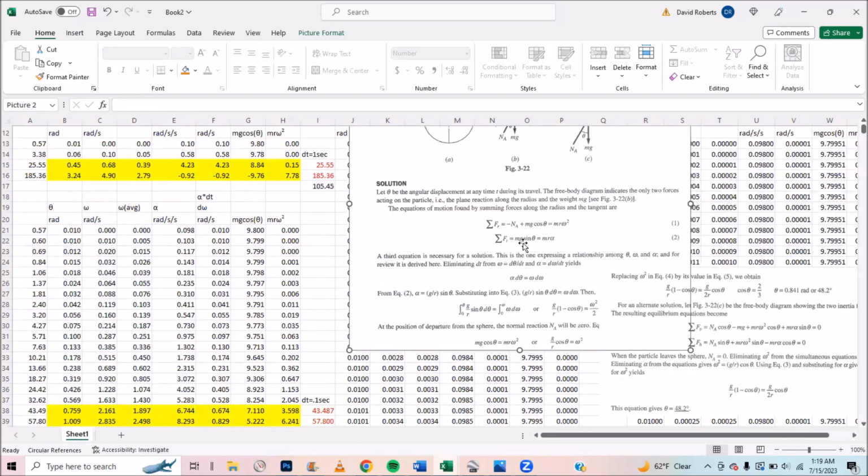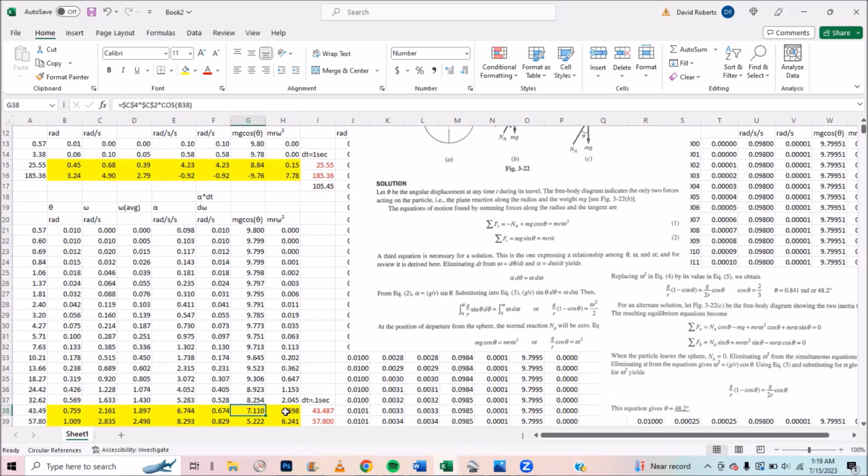Well, like we said over here, when your normal force is 0, mg cosine theta is equal to mr omega squared. So here's mg cosine theta should be equal to mr omega squared. So we run these two columns, and guess what? Right here is where they're going to be equal. See how this one's higher, this one's lower, this one's higher, this one's lower. Hey, guess what? This one's lower, now this one's higher. So somewhere in between 43 degrees and 57 degrees, this thing flew off.